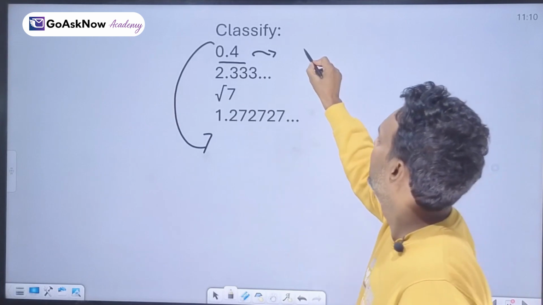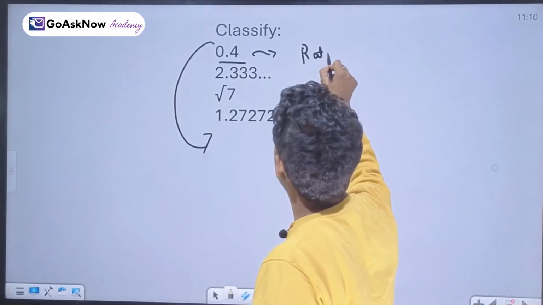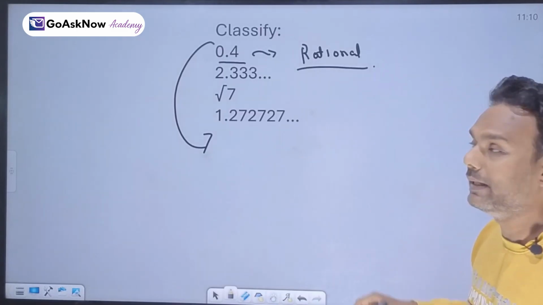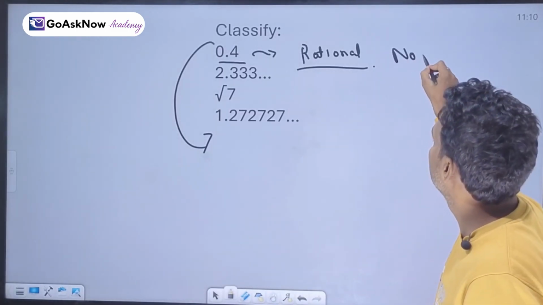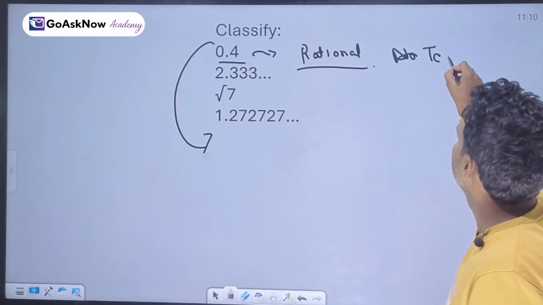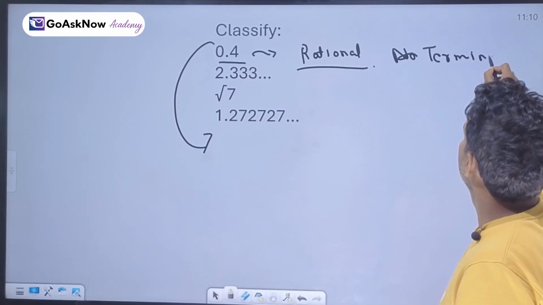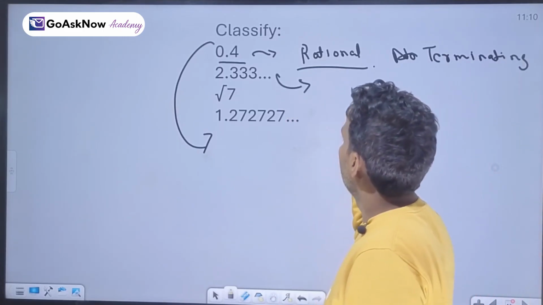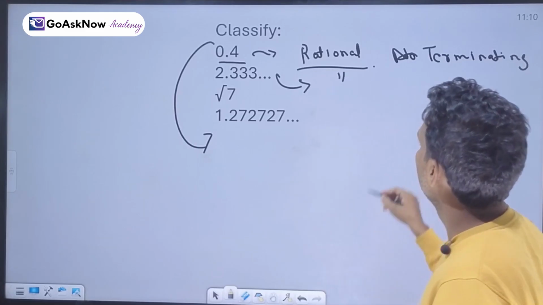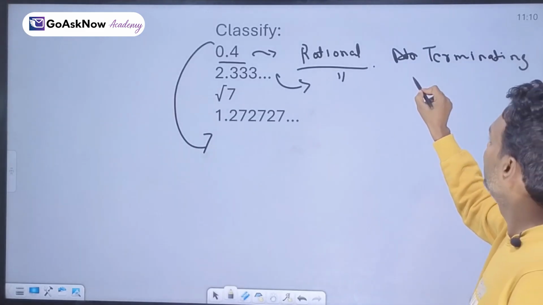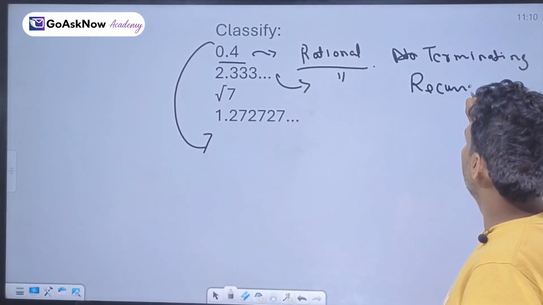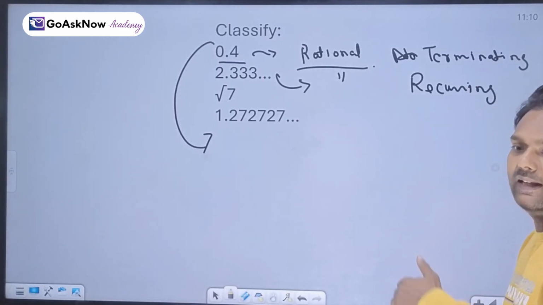This number is, first of all, a rational number, and its decimal expansion is terminating. This one is a rational number and its decimal expansion is recurring. Recurring means a number or a set of numbers is repeating itself indefinitely.